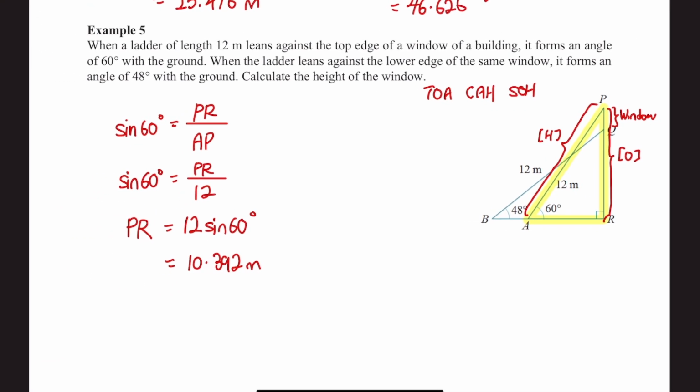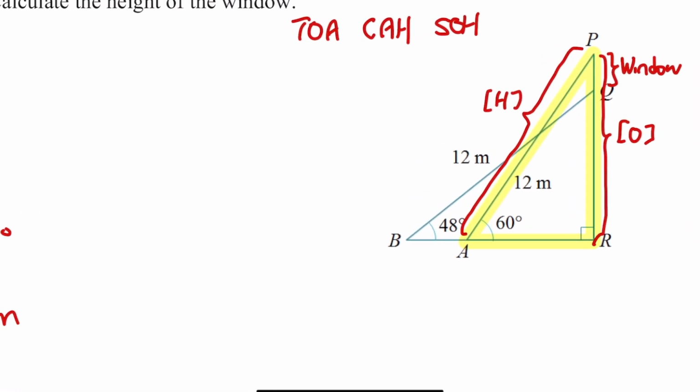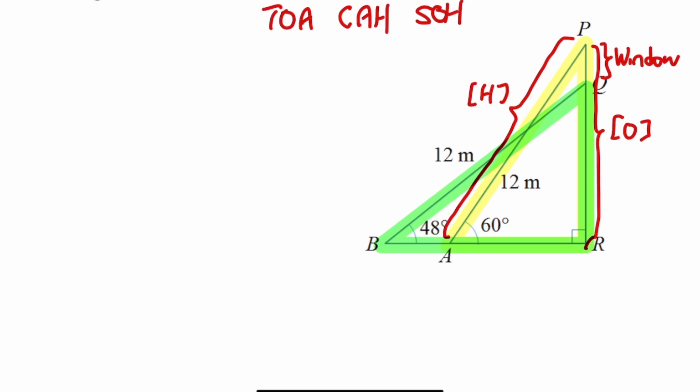Next, I want to find the length of QR. QR is part of this other triangle over here, which I will highlight now in green. For this triangle, I use black to write. This length here, BQ, is the hypotenuse. I know that this is the ladder, and this ladder length is also 12. This length over here is QR, which is the opposite length.